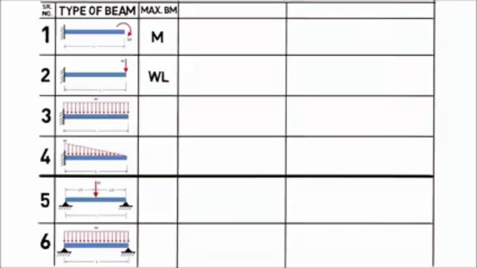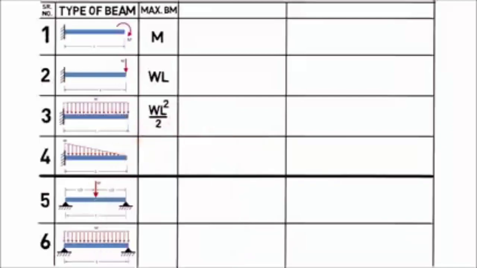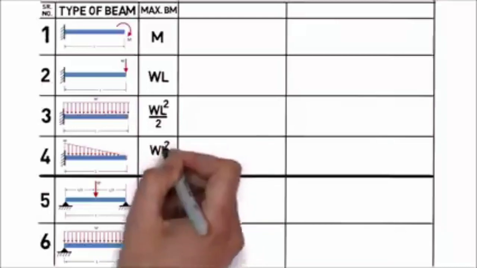In the third case, taking moment at the fixed end, WL is the magnitude of the UDL acting at the center, L by 2, which will give maximum bending moment WL square by 2. In the fourth case, taking moment at the fixed end, half WL will be the magnitude of the UVL acting at a distance of L by 3 from the fixed end, which will give maximum bending moment WL square by 6.